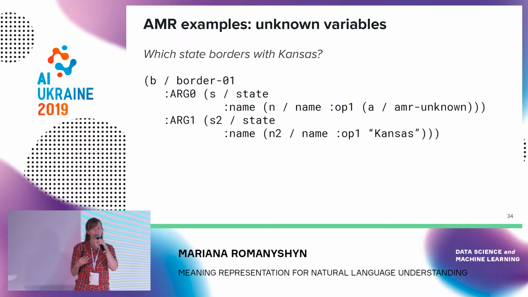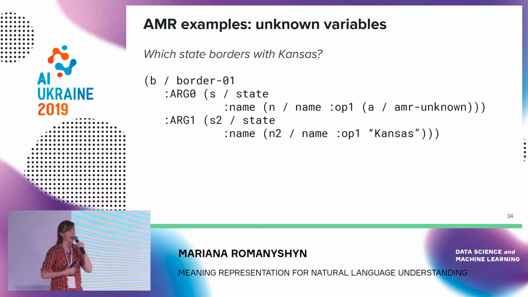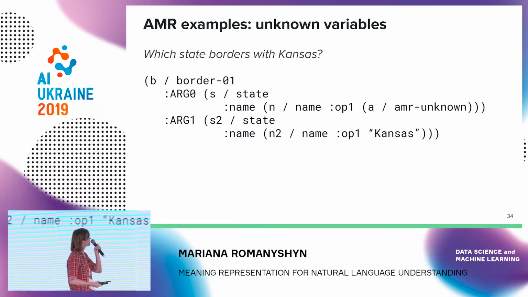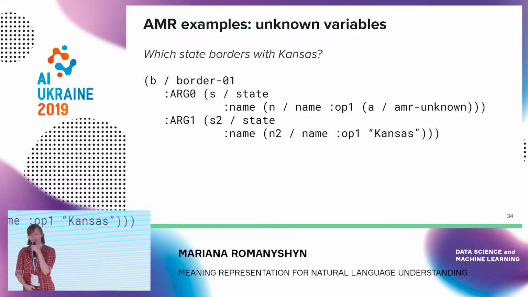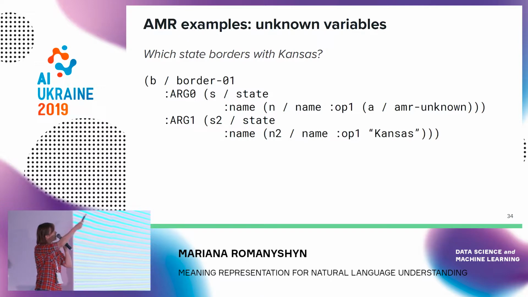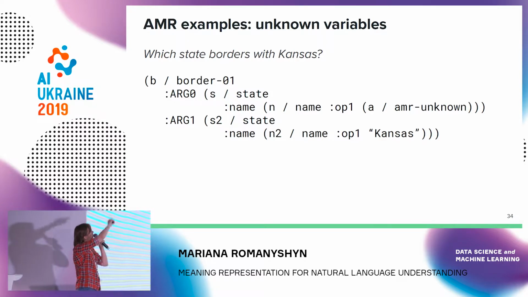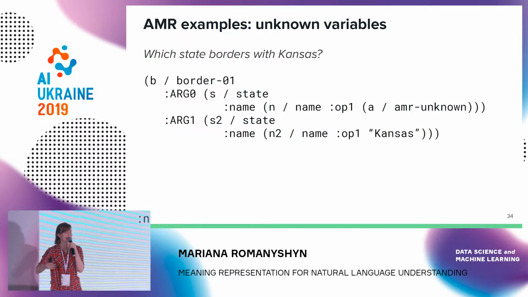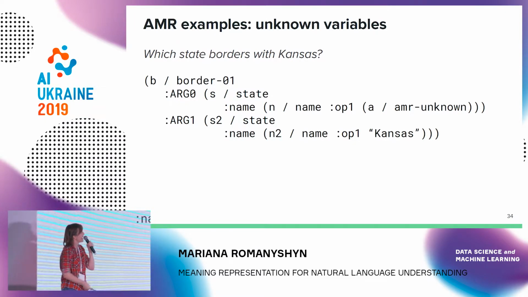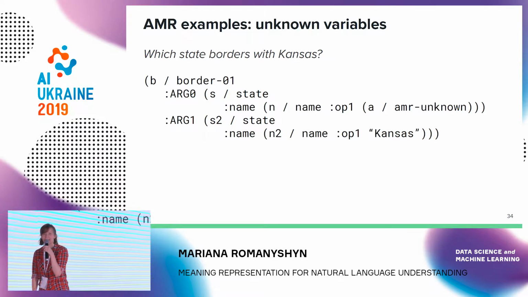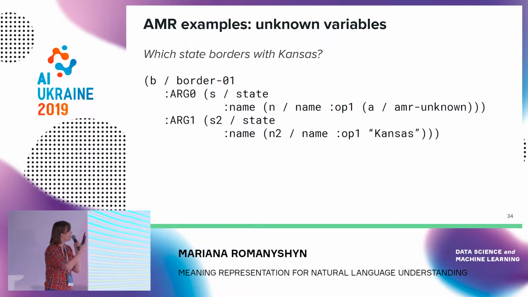AMR is also adapted to work for question answering systems, and that's why in AMR you can find a special type of node, a special type of concept that is called AMR unknown, that you can see here on the graph. In this case, we have a question, which state borders with Kansas, and we have the event of bordering. Both states are entities, so we create for them concepts of state, and we know the name of the second state, but we don't know the name of the first state. So this is how we can embed the information of the question into an AMR.